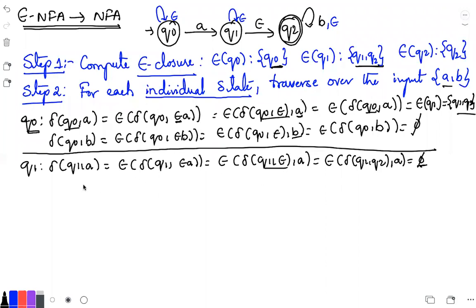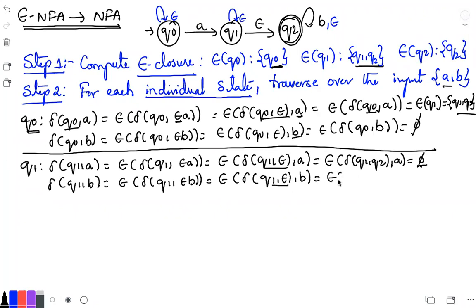Okay. So now delta Q1 on B. So epsilon closure of delta of Q1 on epsilon, B. It's epsilon closure of delta of Q1 on epsilon, which is the epsilon closure of Q1, so Q1, Q2. So Q1, Q2 on B. Q1 on B, nothing. Q2 on B, Q2 itself. So epsilon closure of Q2. What is epsilon closure of Q2? Q2 itself. Done with Q1.